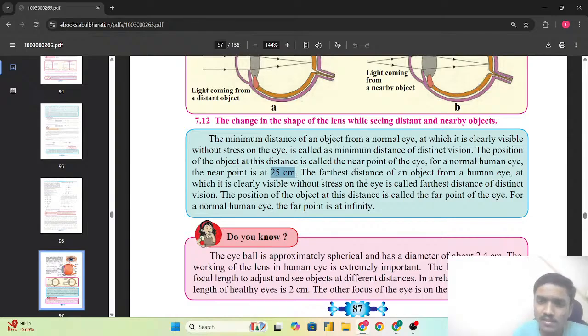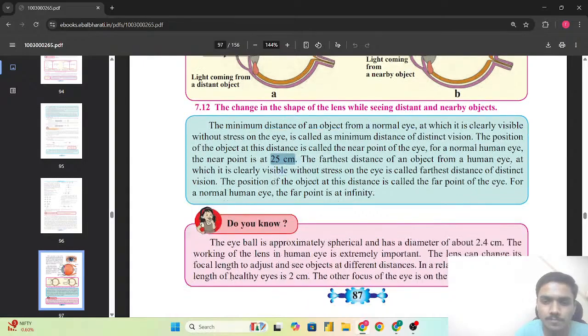The farthest distance of an object from a human eye at which it is clearly visible without stress on the eye is called the farthest distance of the distinct vision. और सेम जो कि farthest distance है मतलब दूर का ऑब्जेक्ट जो ह्यूमन आई को क्लियरली विजिबल हो सकता है without giving the stress on the human eye, that is called the farthest distance of the distinct vision. The position of the object at the distance is called the far point of that eye. For a normal human eye, the far point is at infinity. So the minimum distance of the distinct vision, that we call the near point, is 25 centimeter, और जो far point का distance है that is infinity.